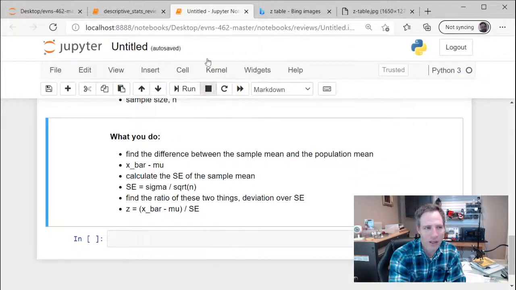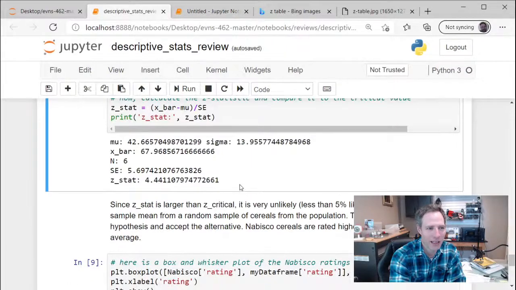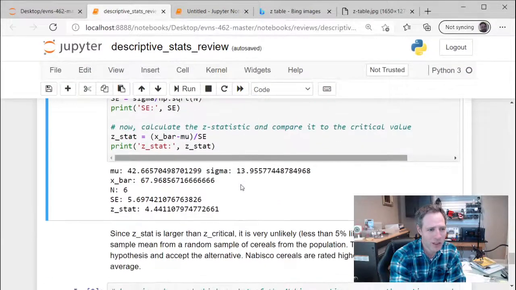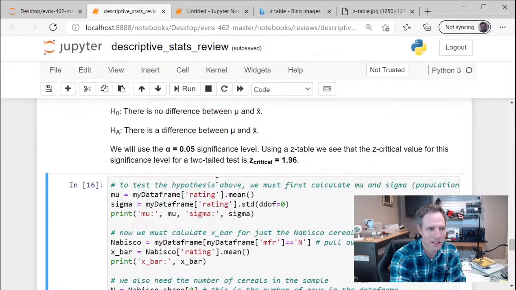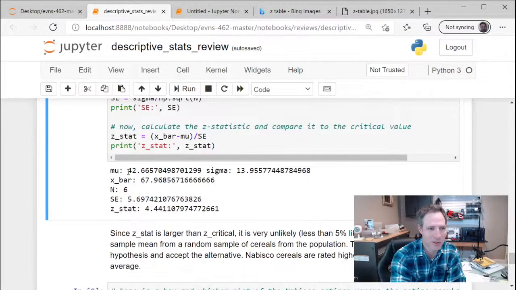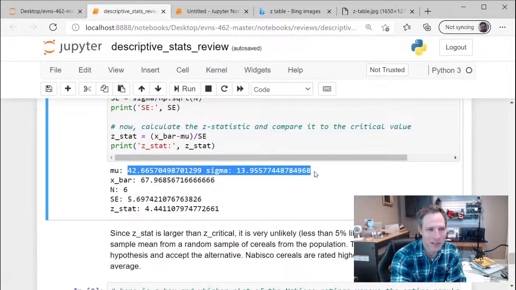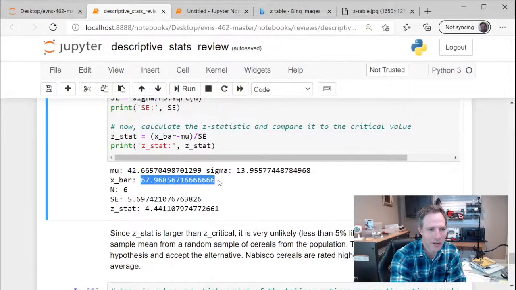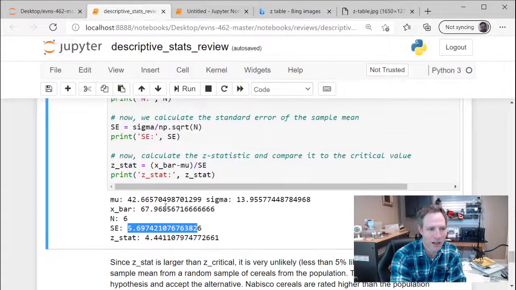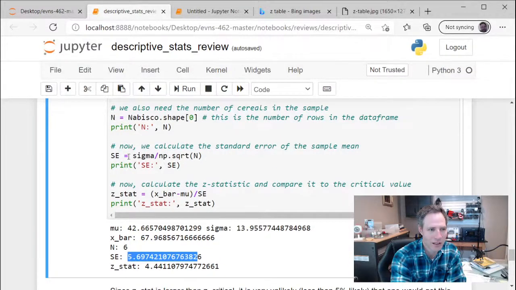Okay. All right, so let's go back here and let's look at the results for this data set for the Nabisco cereal. So our population statistics are here. Here's our sample mean, our sample size. So I calculated the standard error of this mean. Here it is. The standard error is the population standard deviation, sigma, divided by the square root of the sample size.